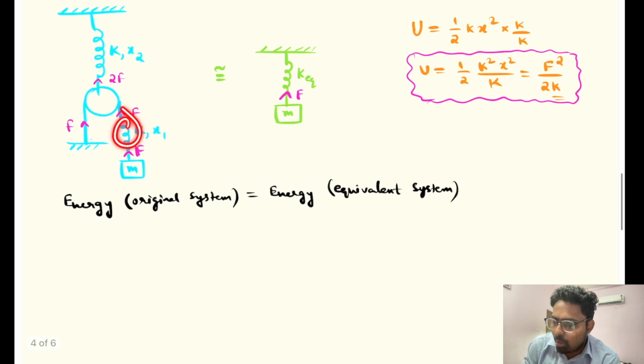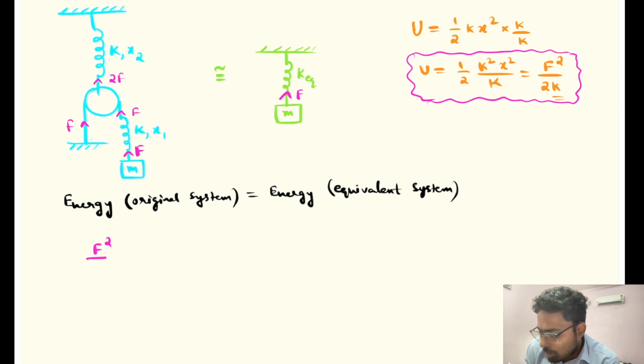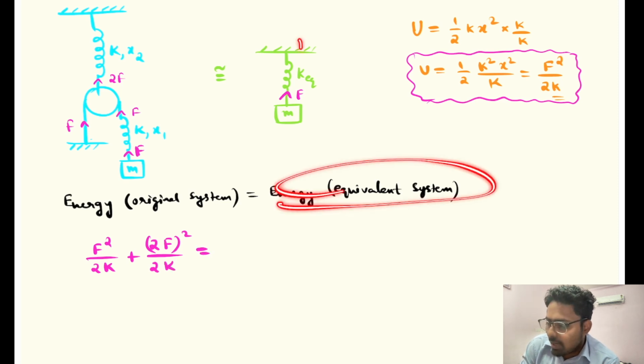Original energy will be, there are two springs, so energy will be stored in both the springs. For the first, here you can see 2F force is there, and here you can see F force is there. First let me write the energy of this one: F square divided by 2k, plus, for the second spring, what is the force? 2F, so 2F whole square divided by the spring constant, which is K itself.